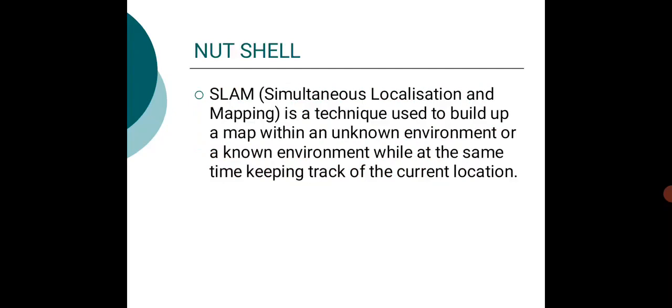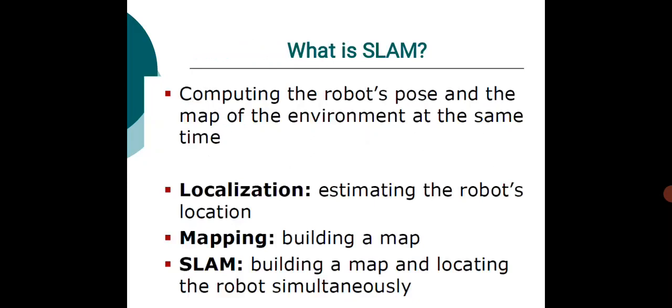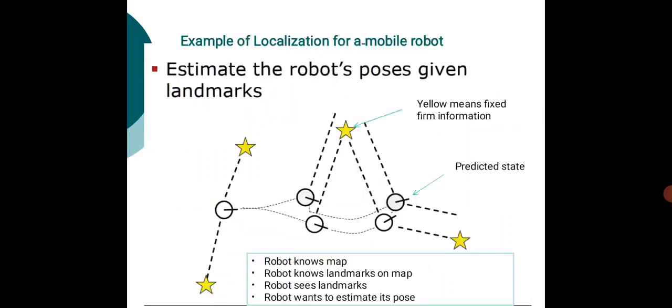It is a technique used to build up a map of an unknown or known environment while at the same time keeping track of the current location. So SLAM is computing the robot pose and the map of the environment at the same time. That's why it is called simultaneous localization and mapping. Localization is estimating the robot's location, mapping is building a map, and SLAM is locating the robot as well as building the map simultaneously.